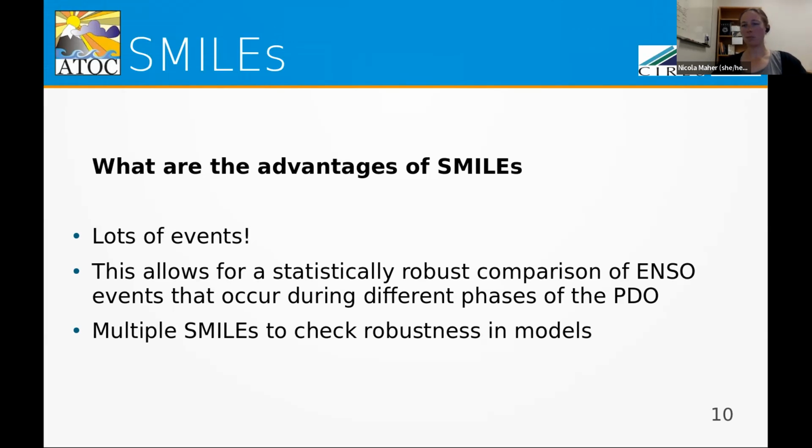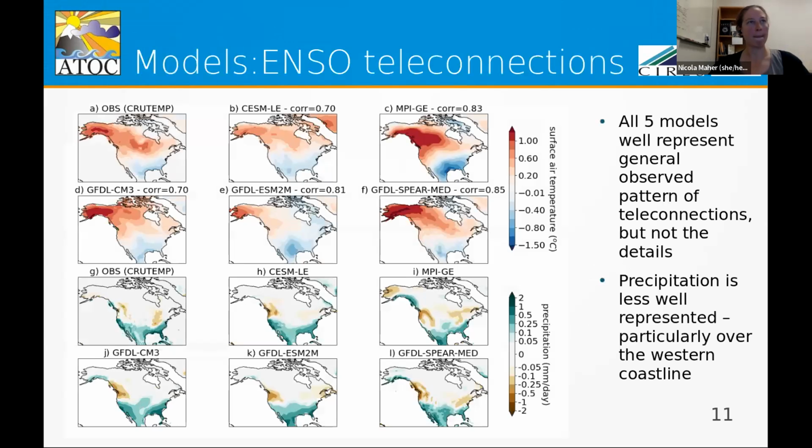Okay, so before we delve into the scientific question, we first need to ask: can the models actually represent the processes and the teleconnections that we're interested in? Are the models fit for purpose? To do that, we're going to do some comparison of the models with observations. Here I'm showing ENSO teleconnections in observations for temperature in red and blue and precipitation in green and brown.